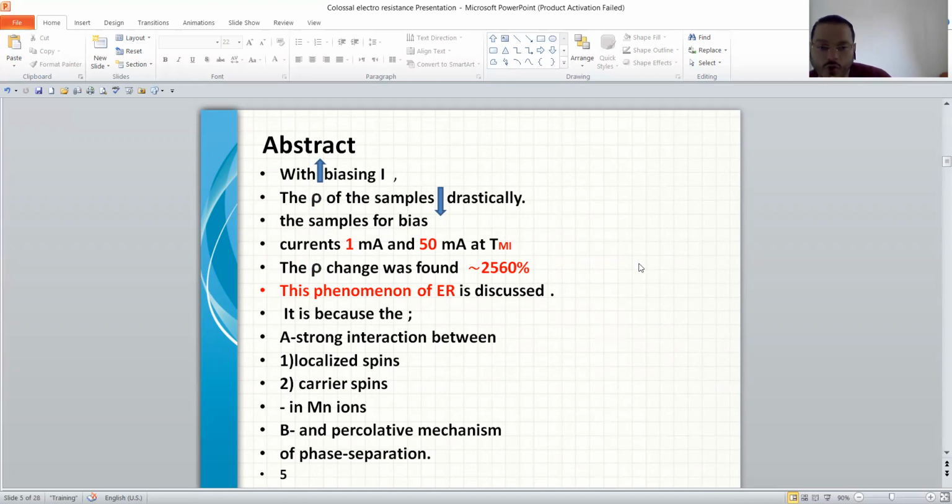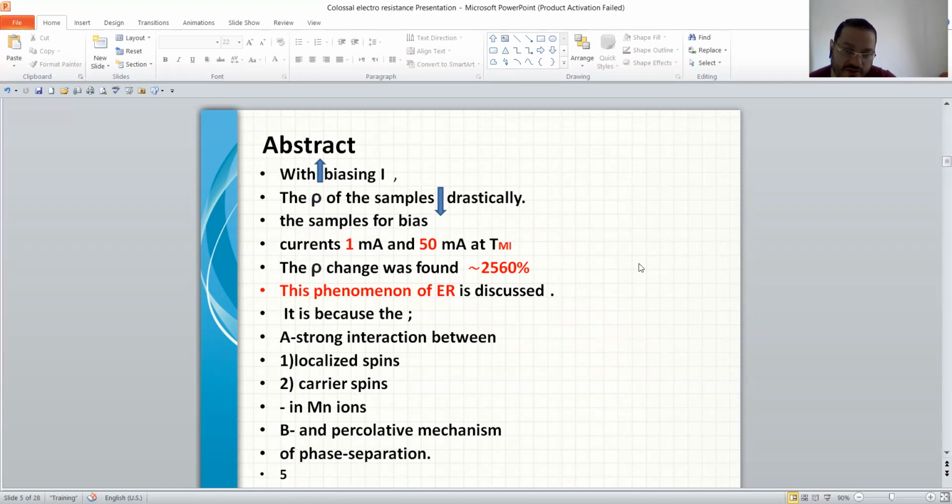These are the carrier spins, and the second one is the oriented, or we can say the localized, spins. That means we will focus on two things, and we will state the reasons for this strong interaction, because this phenomenon arises from the strong interaction between two kinds of spins. The first one is the carrier spins, the second one is the localized spins. Because of the strong interaction between the localized and the carrier spins, we note some interesting change when we change the current from 1 milliampere until 50 milliampere.